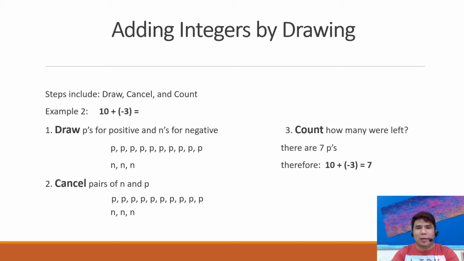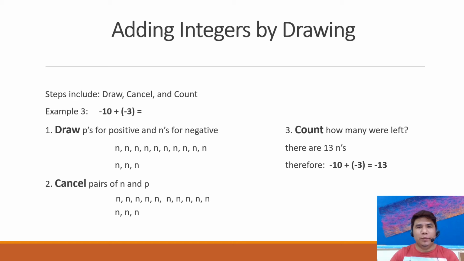You cancel lahat ng pares na mayroon P and N tayo. So as you see, there are only 3 that you can cancel here. So you may do canceling that like this. Okay, and so you go to number 3, count how many were left. So you count all the P's that were left at 1, 2, 3, 4, 5, 6, 7, and so there are 7 P's that were left. So therefore, your answer for that operation of integer 10 plus negative 3 is 7.